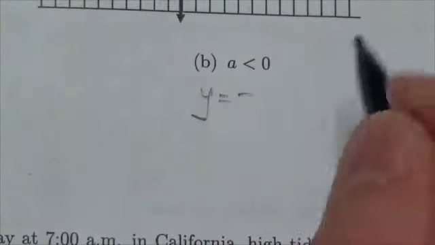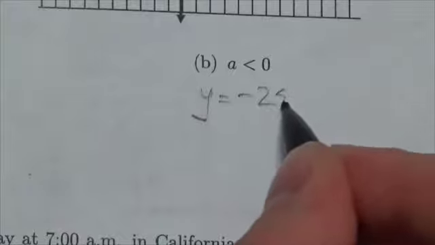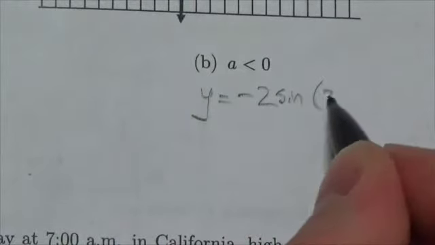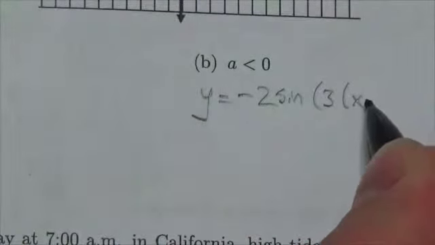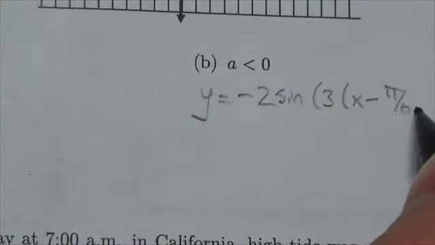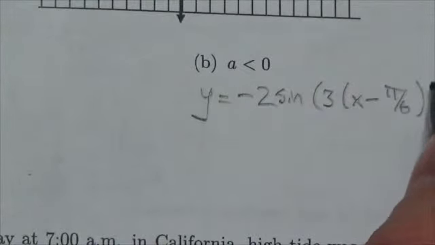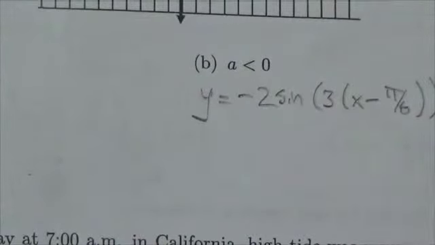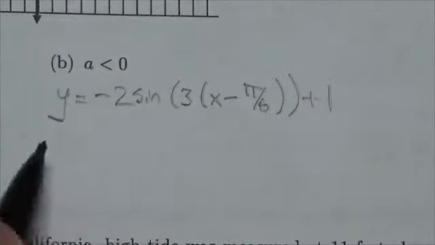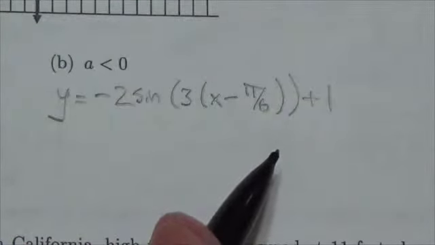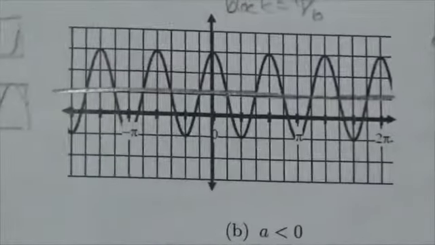So now, I'm going to write my function here. I know my amplitude's supposed to be negative, so it'll be -2 sine of 3 x minus, because it's going to be pi over 6 to the right, so minus pi over 6, and then plus 1. Whoops, sorry, you can't see that. Plus 1. Now, to get the cosine function, think of a negative cosine.